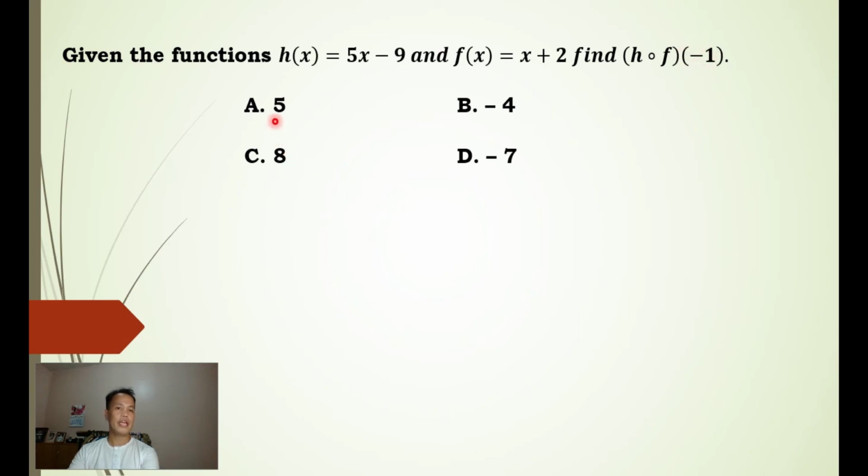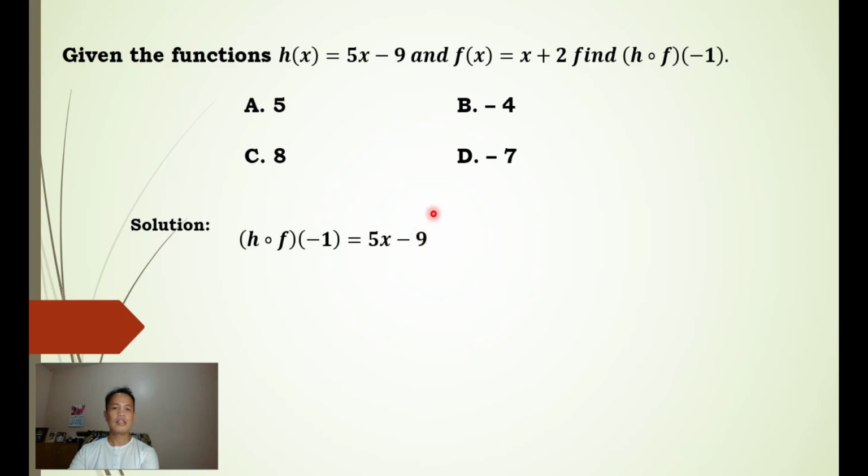So letter A, is it 5? Letter B, negative 4. Letter C, 8. Letter D, negative 7. So the same. So we copy the composition of h and f of negative 1. So we start with the function h, which is 5x minus 9. So this is our function h, 5x minus 9.